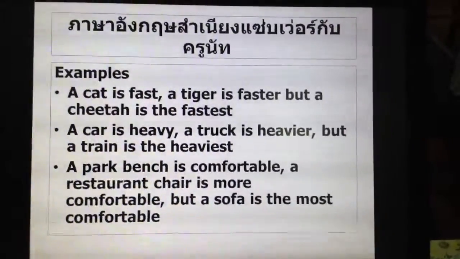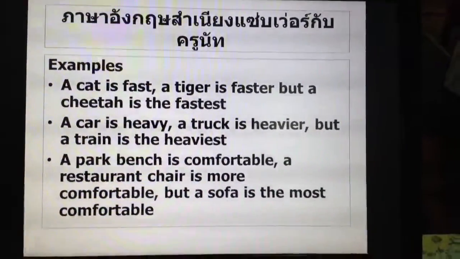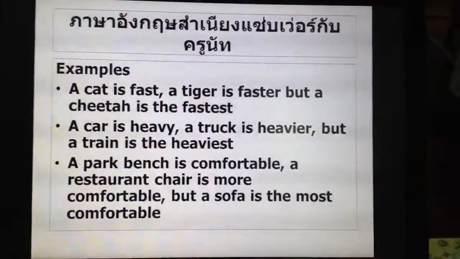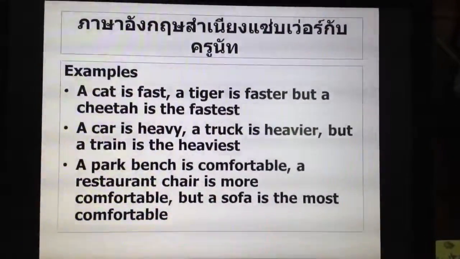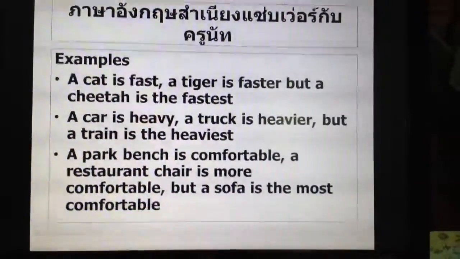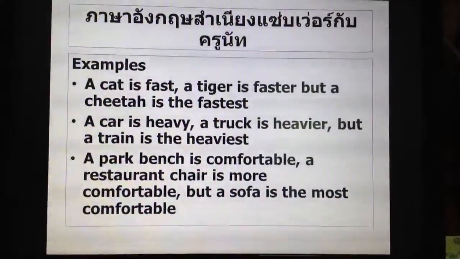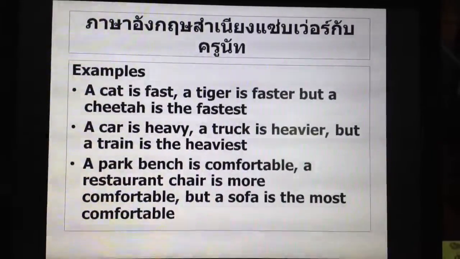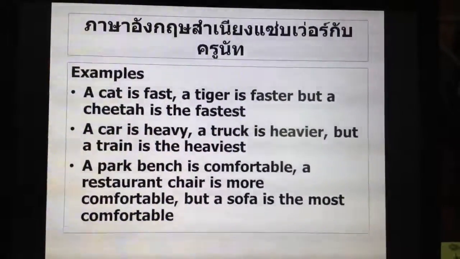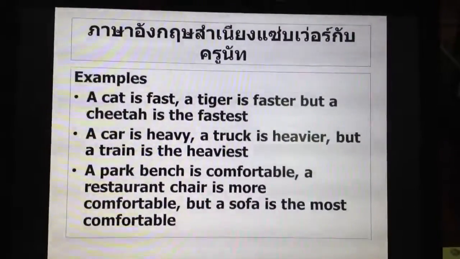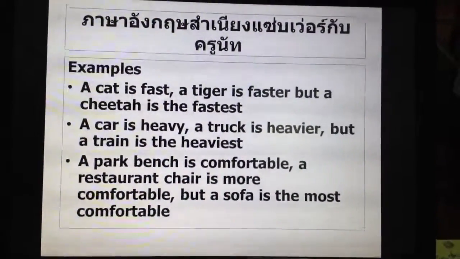For example, a cat is fast, a tiger is faster, but a cheetah is the fastest. A car is heavy, a truck is heavier, but a train is the heaviest. A park bench is comfortable, a restaurant chair is more comfortable, but a sofa is the most comfortable.